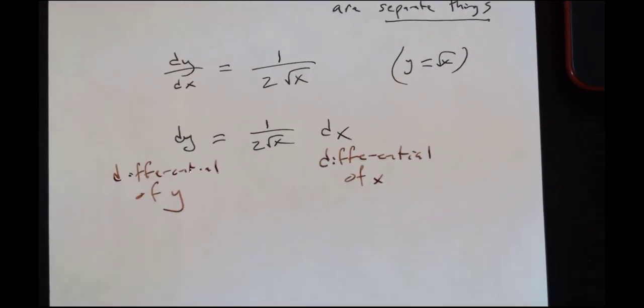dy is the differential of y, dx is the differential of x. And then I can think of these as separate items. And this kind of looks like the chain rule.